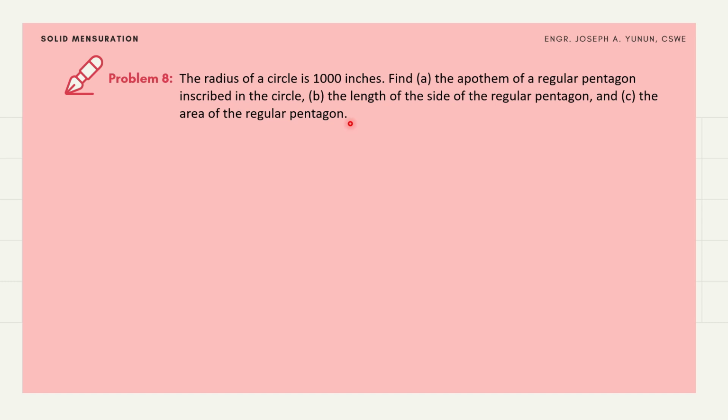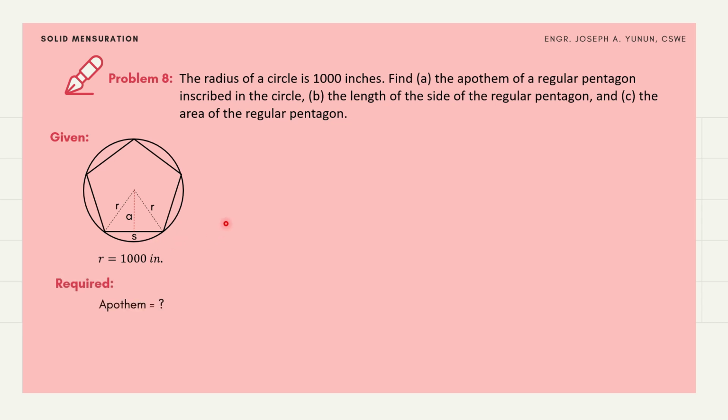So based on the given, you have a radius of 1000, and a regular pentagon is inscribed in a circle, so inside the circle. And you're familiar with this one. That is the apotem, the red line here, and those are the radius. The side of the pentagon is denoted as S, and the radius is 1000. Now we have three unknowns: the apotem, the length of the side, and the area of the pentagon.